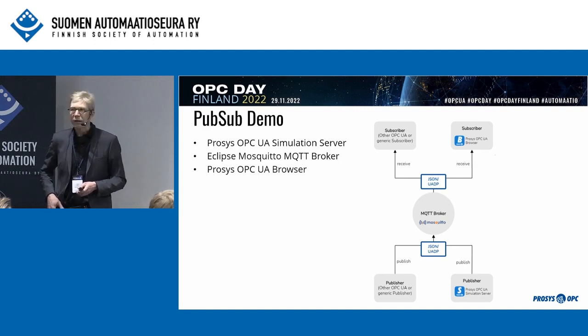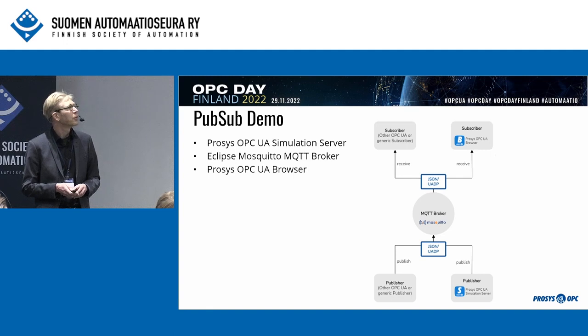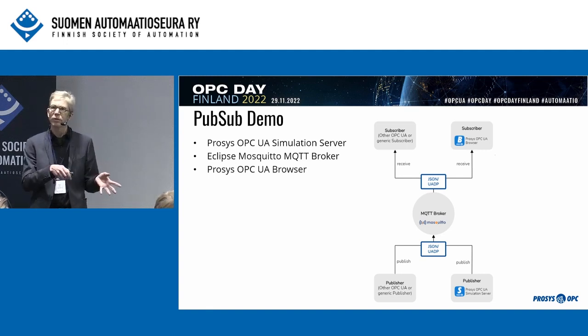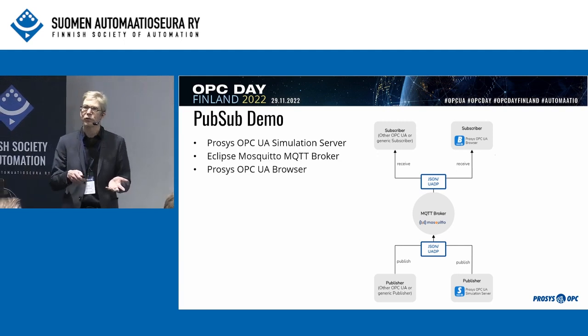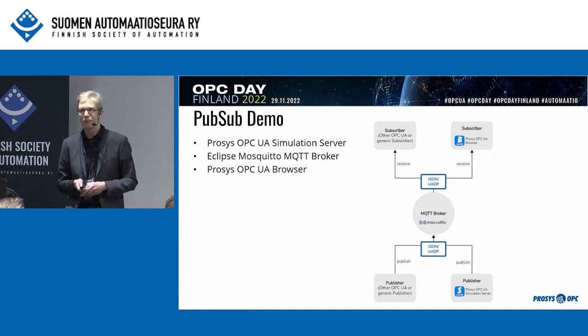Okay, then in the demo, I'm going to show you how the OPC UA Simulation Server connects to an Eclipse MQTT broker and how the browser also actually connects to the same broker, and then the simulation server is going to send data to the broker, and the browser receives that data and can display it.